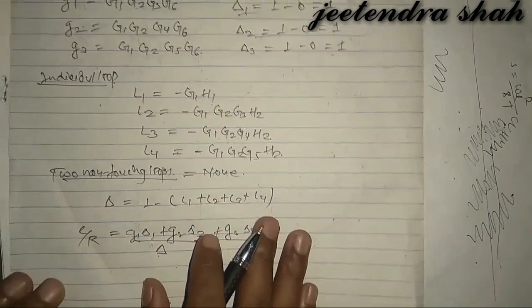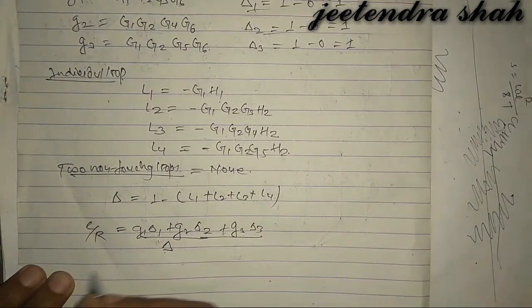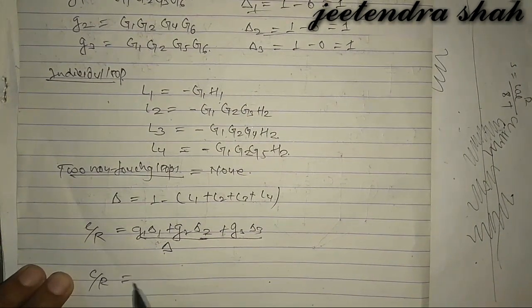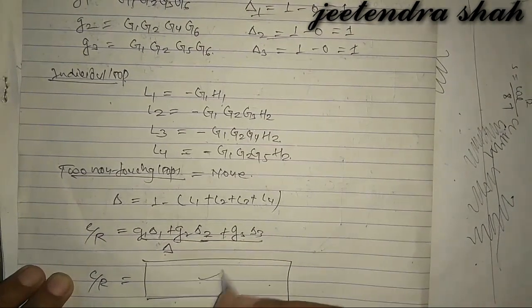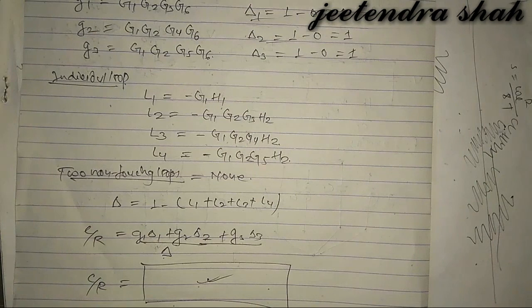So finally by calculating we will get the required overall transfer function. So substitute all the values, and we will get the required transfer function. So in this way you can solve problems related to signal flow graphs using Mason's gain formula.